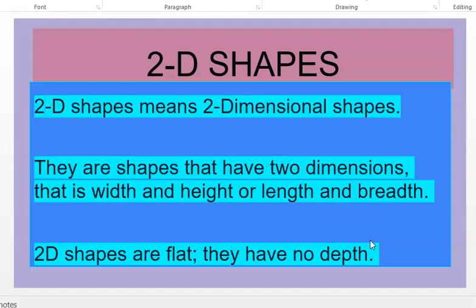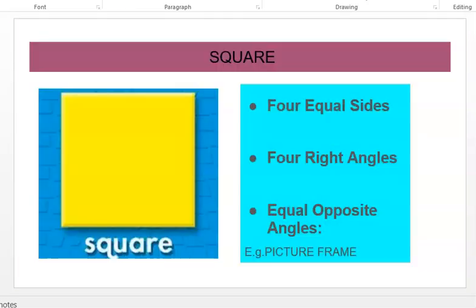Okay, so we're going to take a close look at the examples of 2D shapes there are, and some of their basic properties. So the first one we will be looking at here is the square. A square is a closed 2D shape. It has four straight sides that are equal, and it also has four angles that are equal, and each of the angles is a right angle.